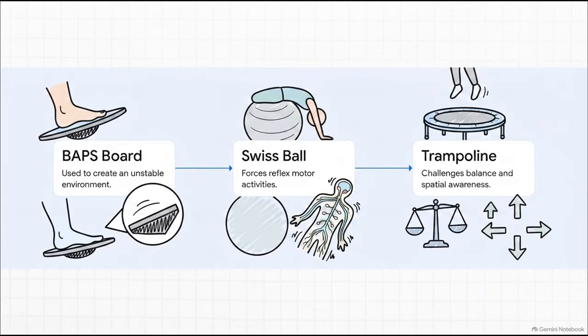To hit these really specific proprioceptive goals, clinicians often use specialized equipment designed to create an unstable environment. Things like BAPS boards, Swiss balls, and trampolines are super common here. And why is that?